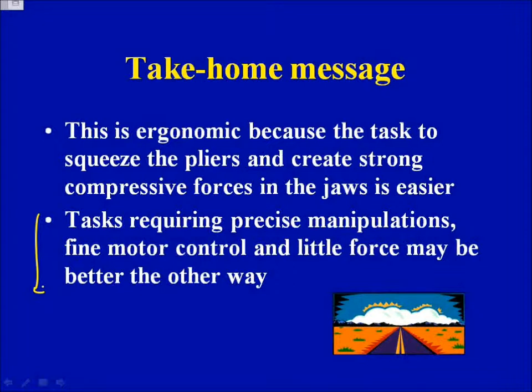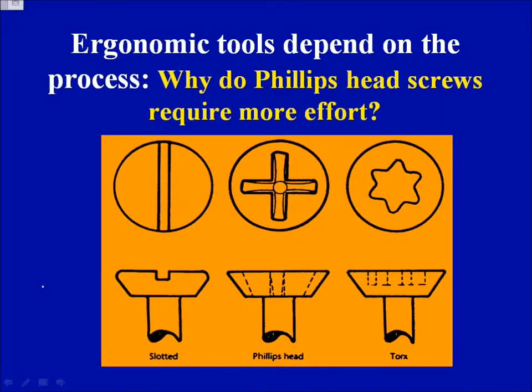So you have mechanical advantage here. So take-home message then is that this ergonomic has a task to squeeze the pliers to create strong compressive forces. The jaws is easier, requiring precise manipulations. Fine motor control would require you to flip the pliers around the other way. So as you're sort of tightening things up, getting ready to do that, you hold the pliers in the normal way. But when you're trying to break something free or do that final crank where you're really trying to tighten up, flip the pliers upside down, and you'll find you'll get a better grip on it.